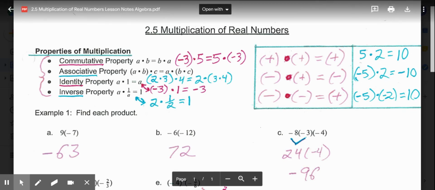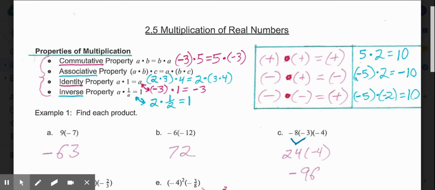The associative property is the one that allows us to change the groupings within parentheses. So again, the way I remember associative property, if you are associated with someone, you're grouped with them. So the associative property is the one that allows us to change groupings. So if we have A multiplied by B in parentheses multiplied by C, that is the same thing or equal to A multiplied by, and then in parentheses, B times C.